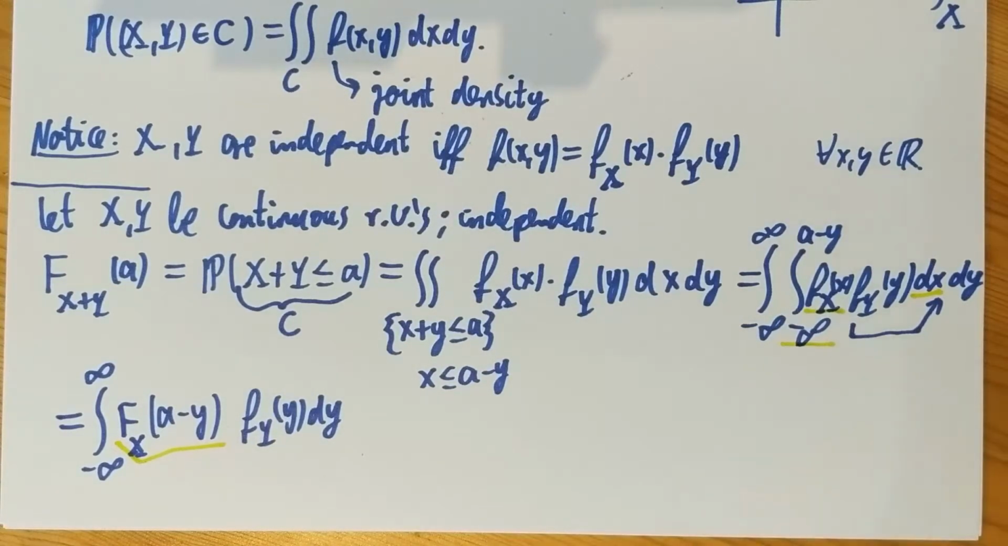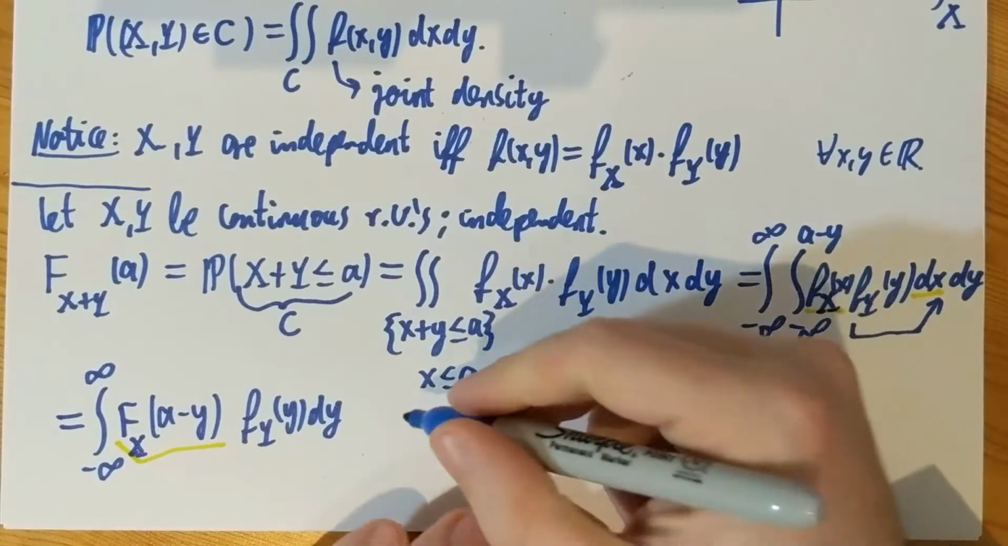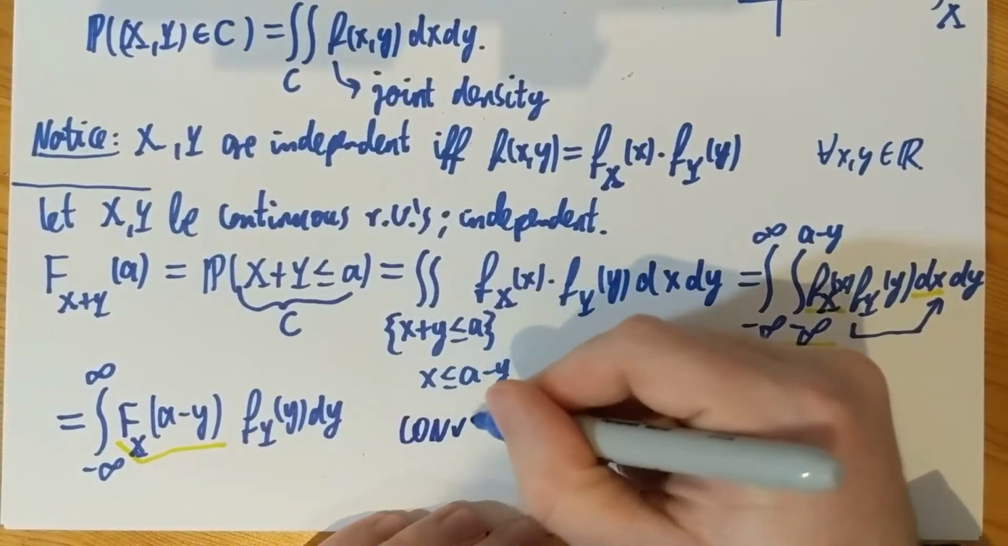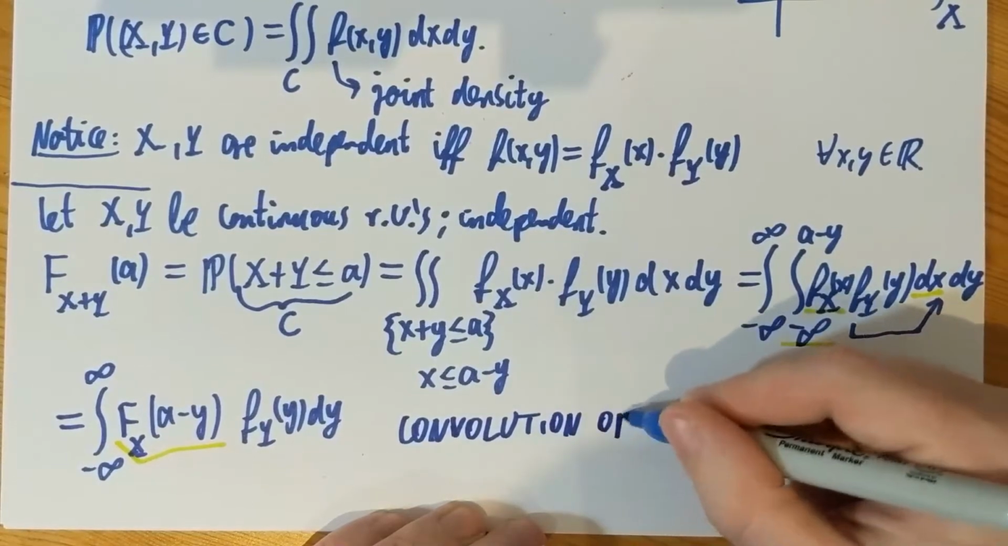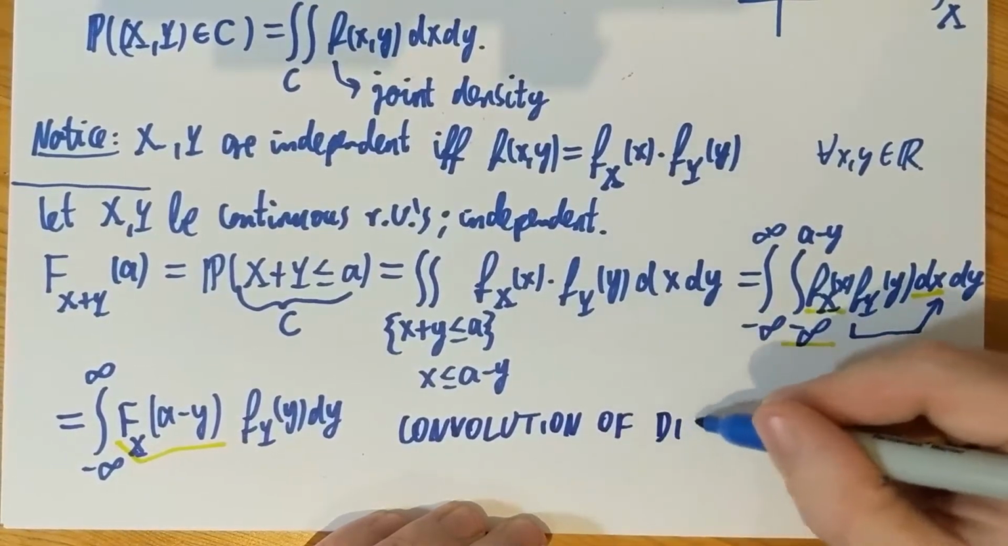Okay, so what I got here is a formula called the convolution of distribution functions.